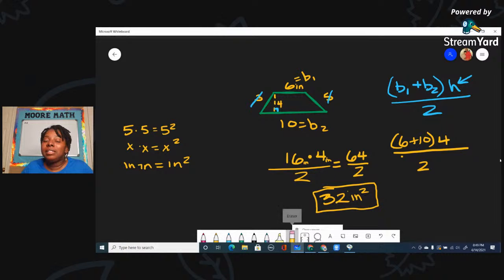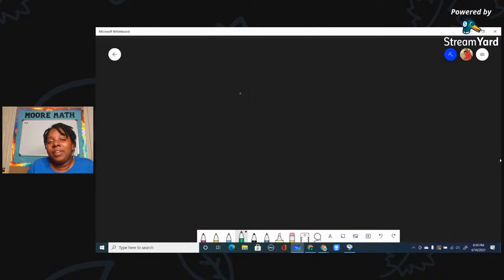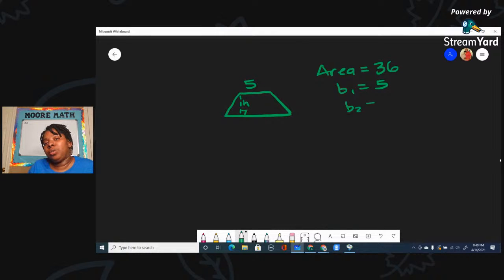Now, what if they gave us the area and they asked us to find the height? A lot of times, especially in 7th grade and 6th grade, they'll give us the area and they say, what's the height? So they'll say, if the area of a trapezoid equals 36, and base 1 is 5, base 2 is 7, find the height.